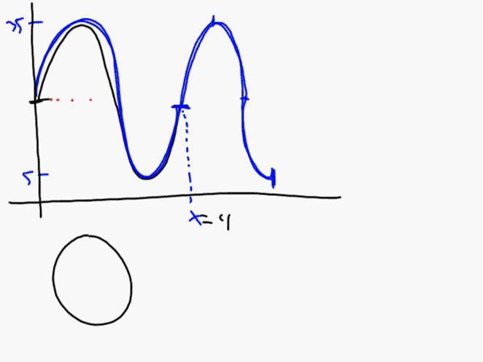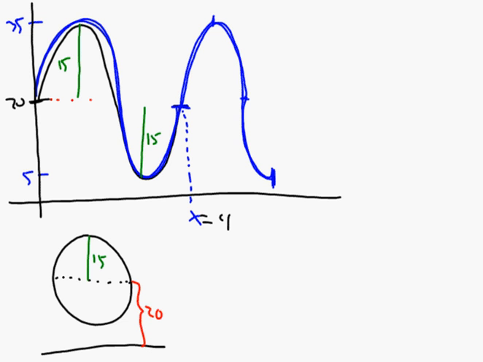And if we think about it, the midline was 20. So I'm going to draw in the midline of the Ferris wheel like this. And what we know is the distance between the midline and the ground is 20. Right? And then we know, if we look at this graph, the amplitude of this graph is 15. This graph goes 15 above its midline and 15 below its midline. So that means the radius of the Ferris wheel is 15. Okay? And then now we know that the distance above the ground must have been 5.